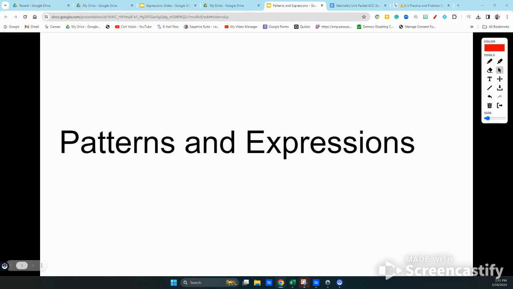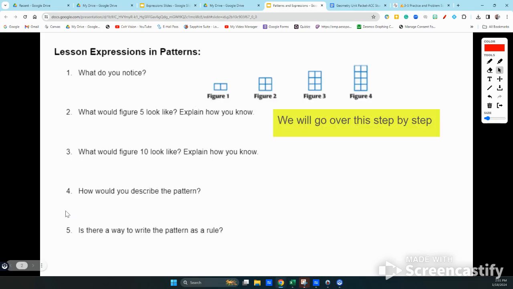Hi, we're going to look at an activity with patterns and writing expressions for patterns. So you have this in your packet. Let's look at this first page, and you will have these figures. And then we are going to go through this process of what do you notice? And then what would the next figure look like, and then project out to the 10th figure, and then see if we find a pattern so we can write a rule. So we're going to go over this step by step.